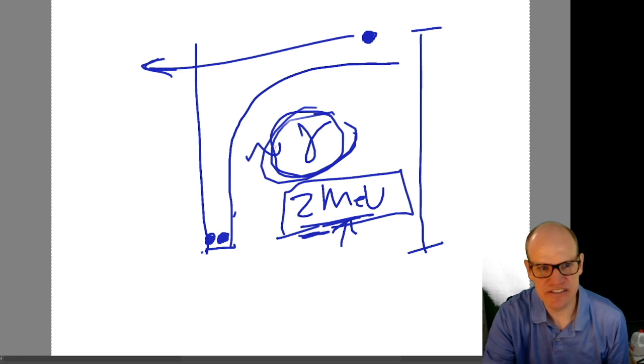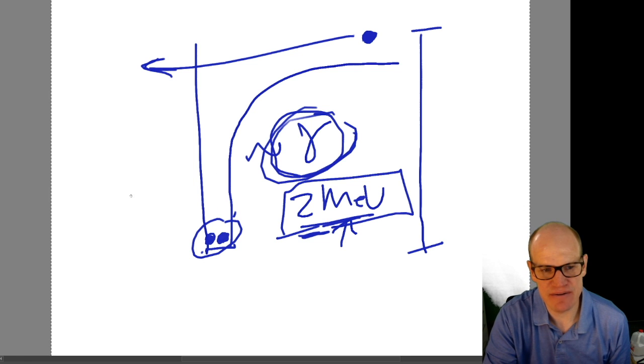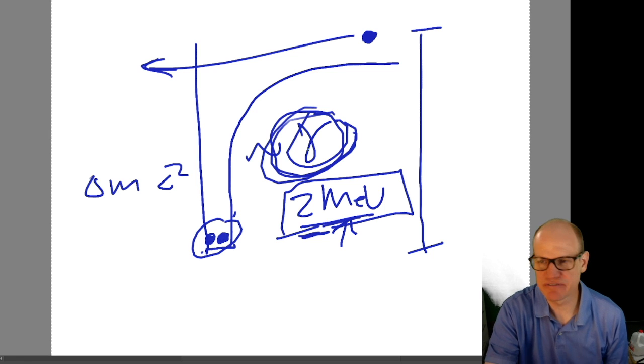The answer is the energy comes from the mass of these particles. You have this particle up here, it has some mass. Once it's bound in this state, the mass is less, and the leftover mass, delta M, times c squared is the energy that it gives off in this gamma.